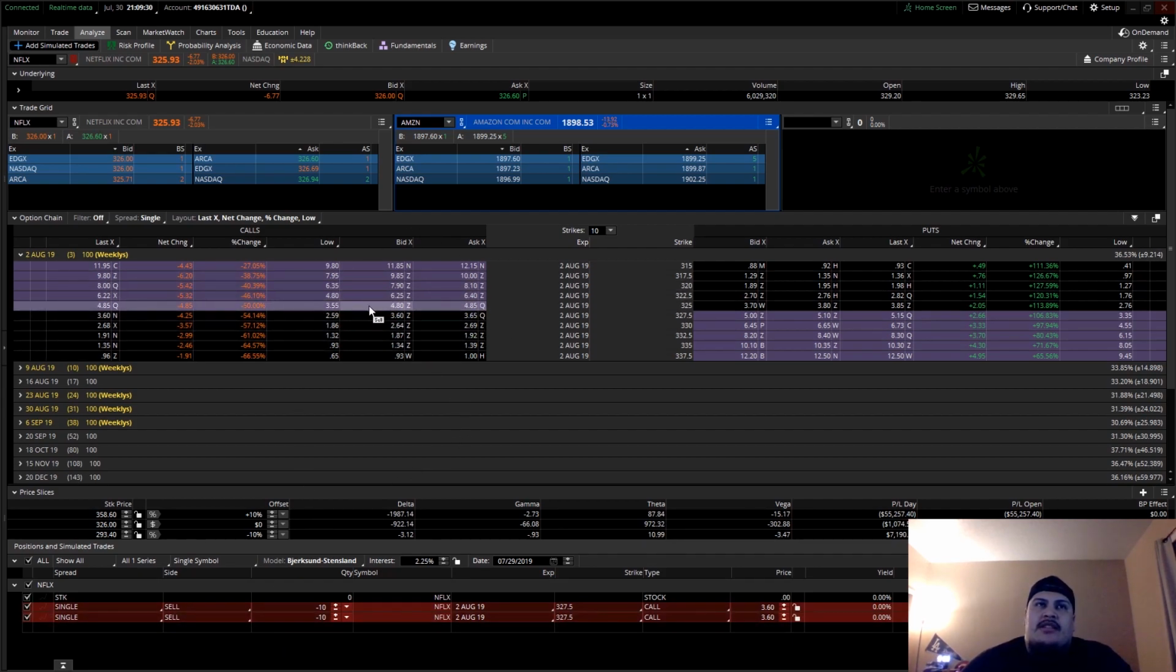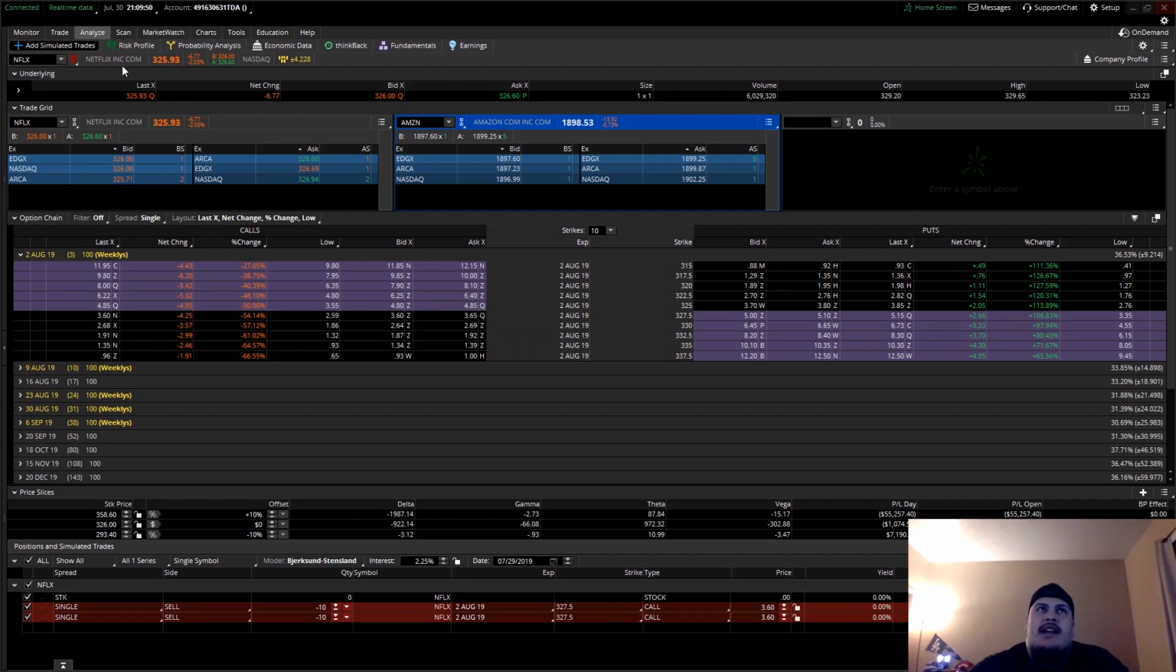Then you pick how many contracts you want to buy at that price, and these are the prices, the bid and the ask here. The price per contract times 100 is how much will be held out of your account. And that's it.